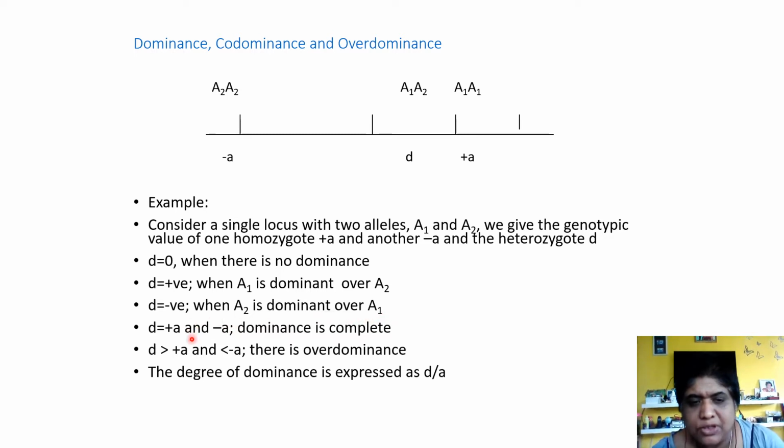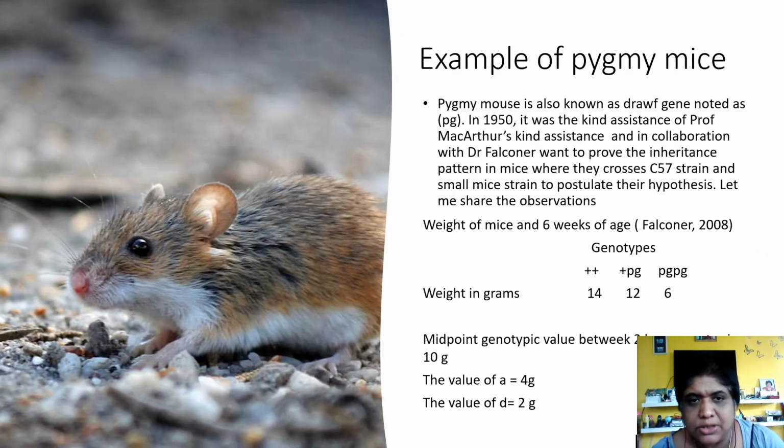When D is equal to plus or minus A, dominance is complete. And when D is more than plus A or minus A, there is overdominance. The degree of dominance is expressed as D over A. So this is the concept of dominance, codominance, and overdominance.